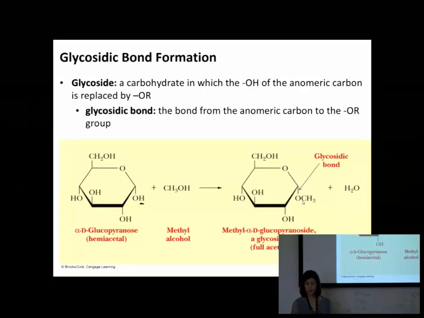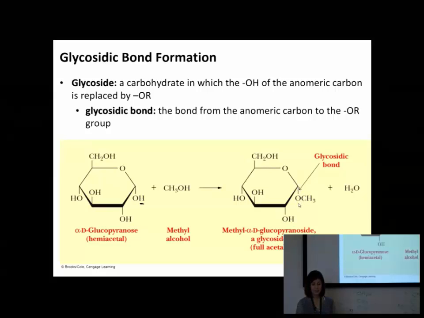Now, it doesn't just have to be a CH3. It can be any number of things. We're going to see that it's going to be another sugar ring. When you have the condensation, the putting together of two alcohols, one being the OH on an anomeric carbon, and the other being whatever you want, just another OH. Anything.